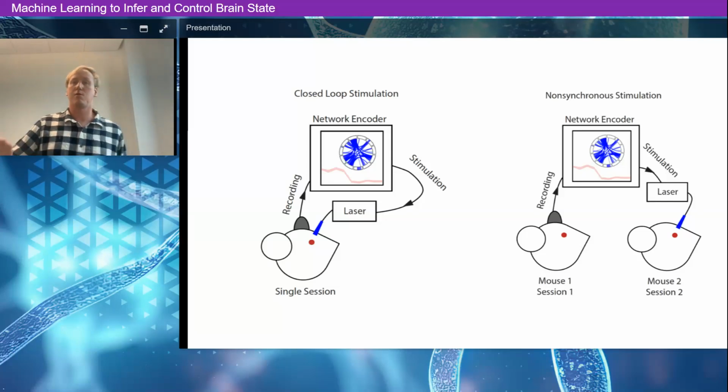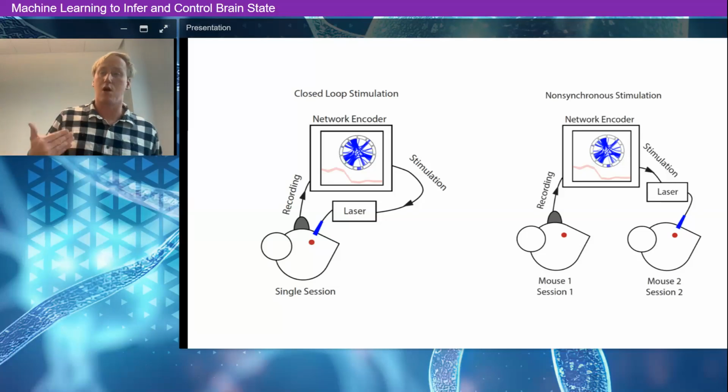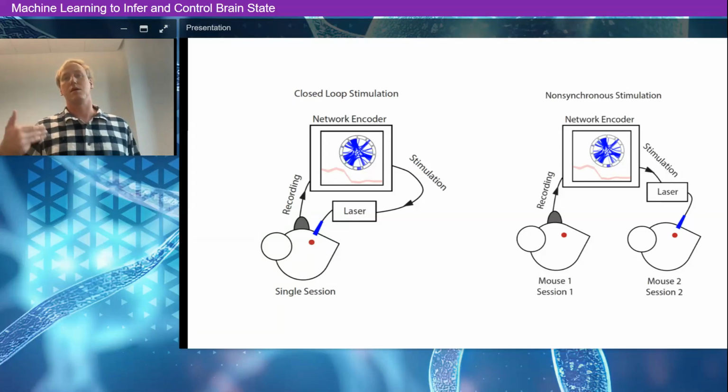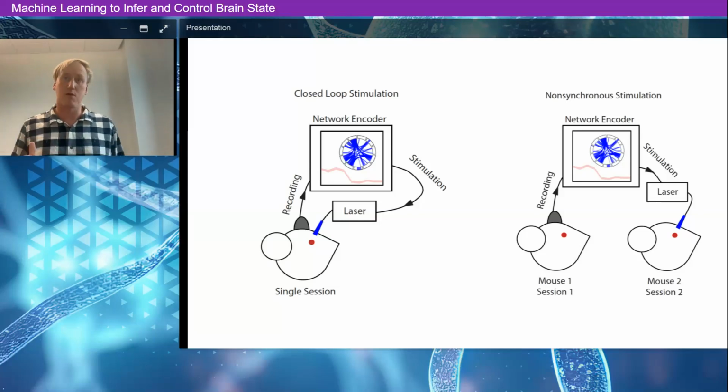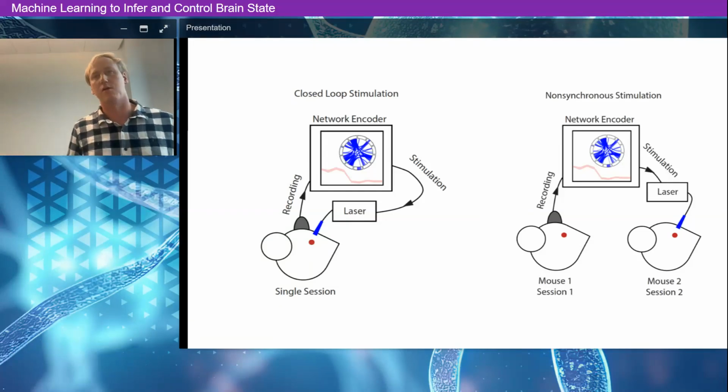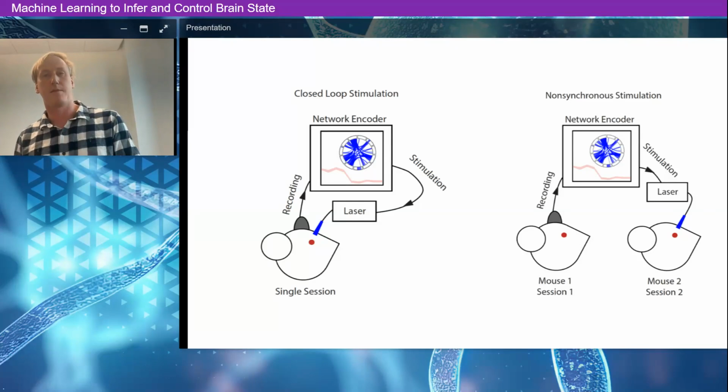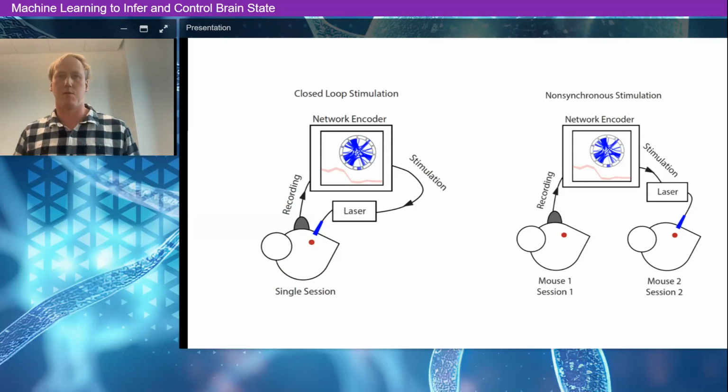So what we do is we take mouse 2, and rather than using its own brain data to trigger when to do the stimulation, we're using a peer mouse in a different session. And what we do is we use the pattern that should have been used for mouse 1 on mouse 2. And so in this sense, they're getting a very similar pattern to what this encoder would give us, but they're not using their own data to do it. This is a type of sham feedback, which is a very useful control case.